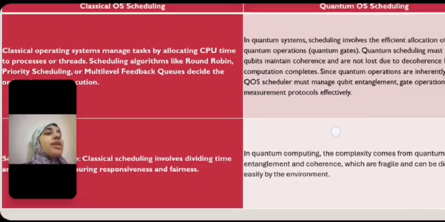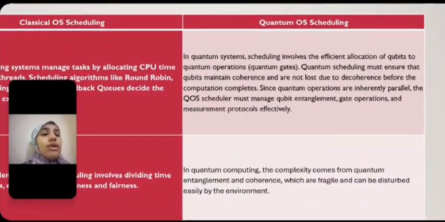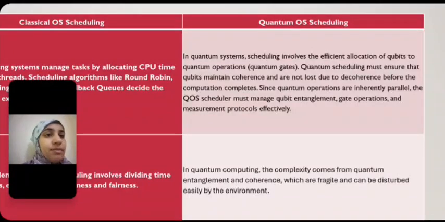But in quantum, there is a surprise. It's much better. In quantum systems, scheduling involves the efficient allocation of qubits to quantum operations, quantum gates. Quantum scheduling must ensure that the qubits maintain coherence and aren't lost due to decoherence before the computation completes. Since quantum operations are inherently parallel, the QOS scheduler must manage qubit entanglement, gate operations, and measurement protocol efficiently.